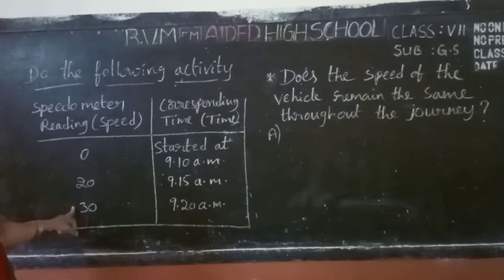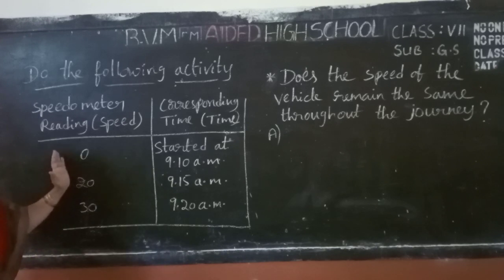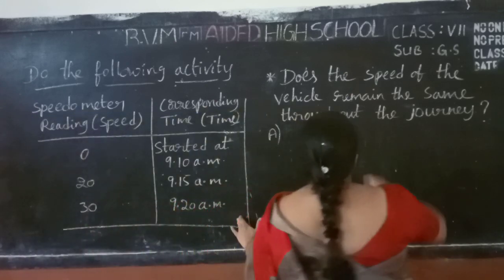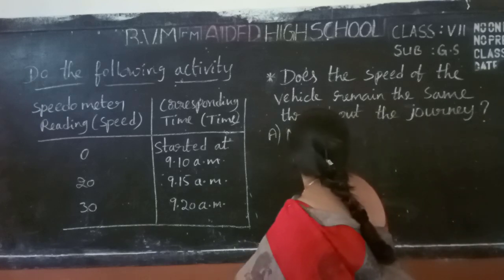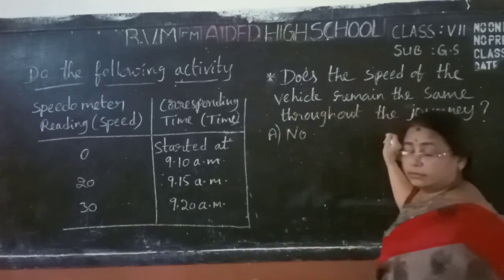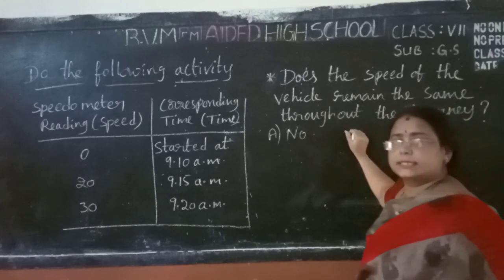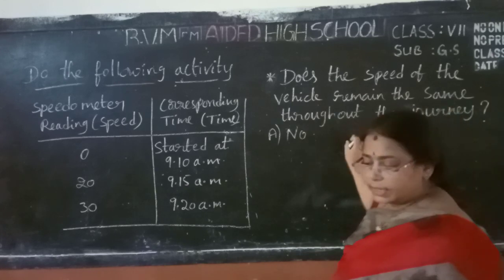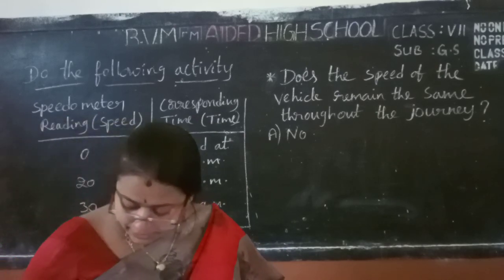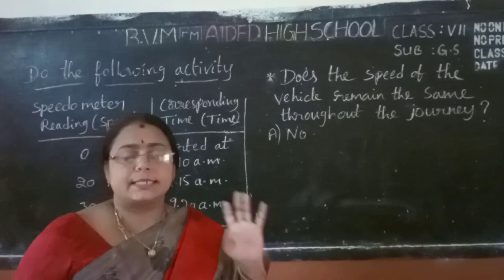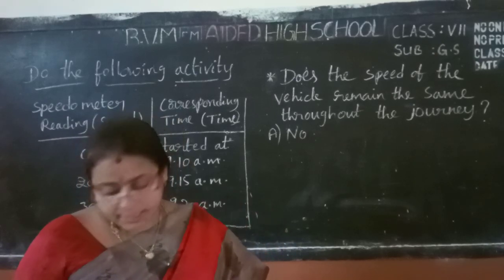Okay, the speeds of the vehicle are different. Have you observed here? The vehicle shows different speeds at different times. Does the speed of the vehicle remain the same throughout the journey? No, it doesn't. The speed of the vehicle throughout the journey is not the same. Next, we experience in our daily life that most vehicles in motion don't have the same speed throughout their journey.